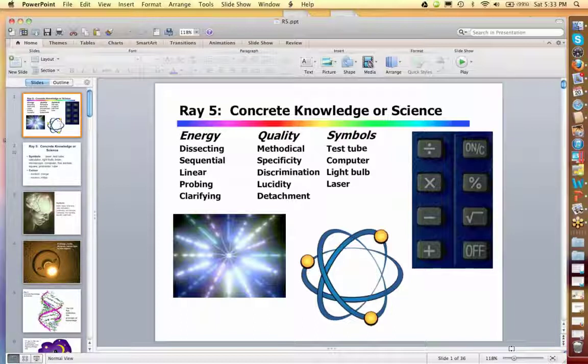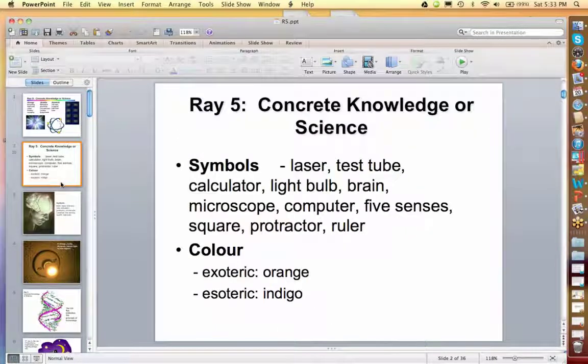You will notice that its title is Concrete Knowledge or Science, not and science. How does it do this? Through methodology, through being specific, through discrimination of the mind, through clarity, lucidity, and not being that involved, detachment. By now, you've seen some of the symbols. One of the things here that we haven't talked about is the 5 senses. It's about that which is concrete. And of course, the brain is a wonderful example of the fifth ray.